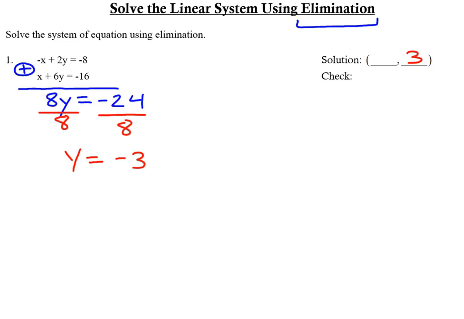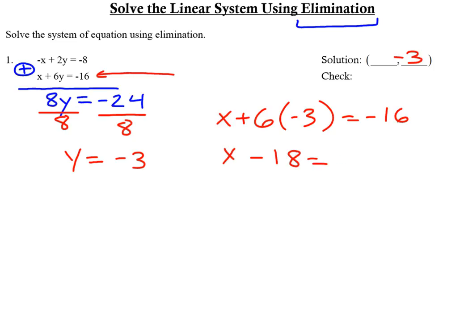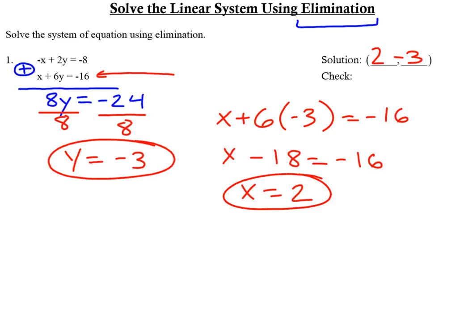Now, how would I figure out what x is? Well, I go back to whichever equation I think looks simplest. For me, that's the bottom one. And I rewrite it. But this time, instead of using y, I use negative 3. So x minus 18 equals negative 16. X equals 2. Oh, there's my solution. That's a pretty easy process. So it helps me find my y first in this case, and then my x.